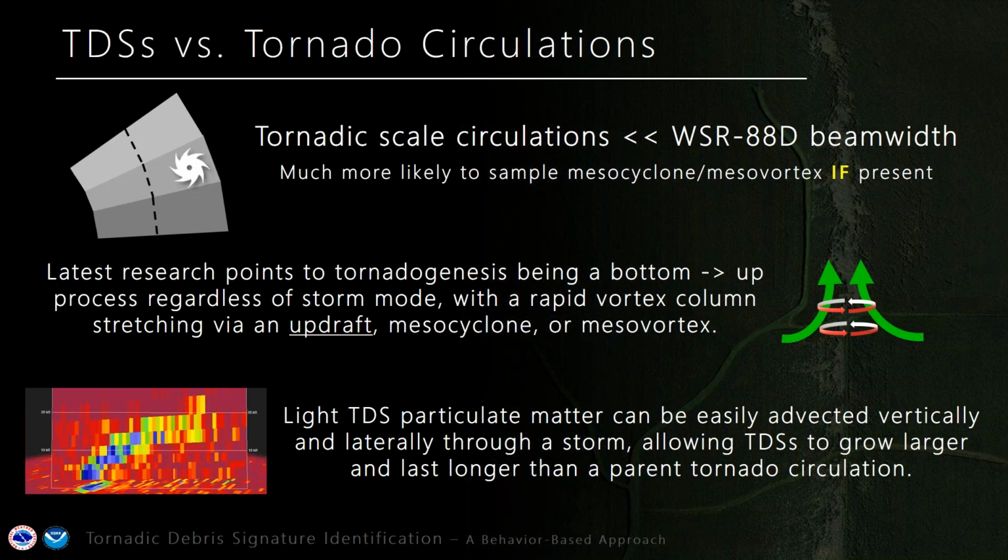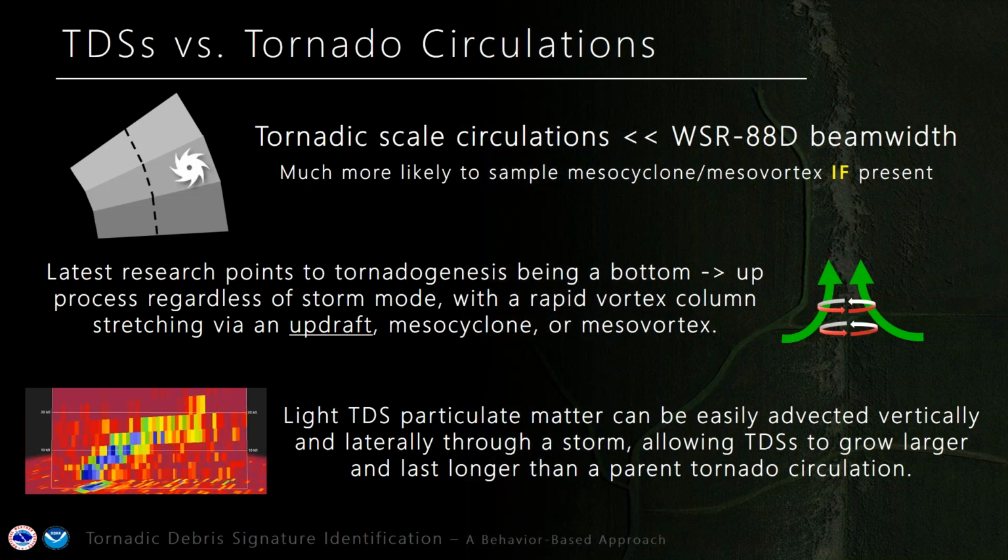And some of the latest research, I know I've been talking with Jana Houser about some of her research, is showing there's a building body of evidence that tornado genesis is bottom up regardless of your storm mode, whether it's supercell, QLCS, or landspout. It's all bottom up, with the vortex column being rapidly stretched and amplified via the updraft, mesocyclone, or mesovortex. And I underline updraft there because updrafts may not be rotating. So the light TDS particulate matter can be easily advected throughout the storm and grow much, much larger than the actual tornado scale circulation or even the mesocyclone scale circulation that is there.